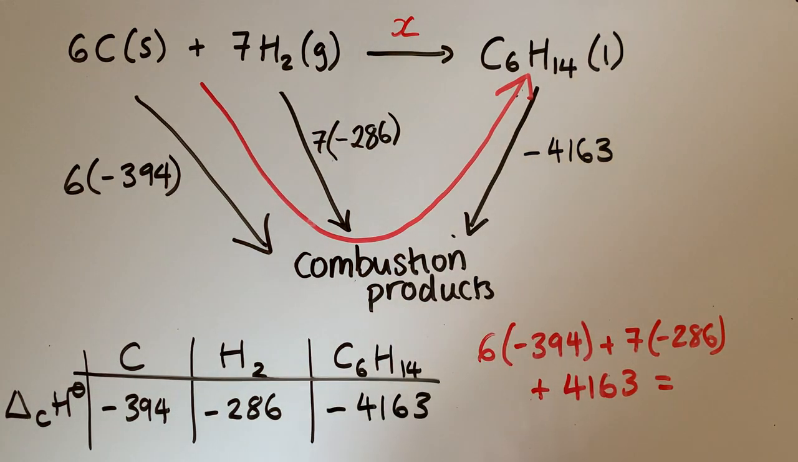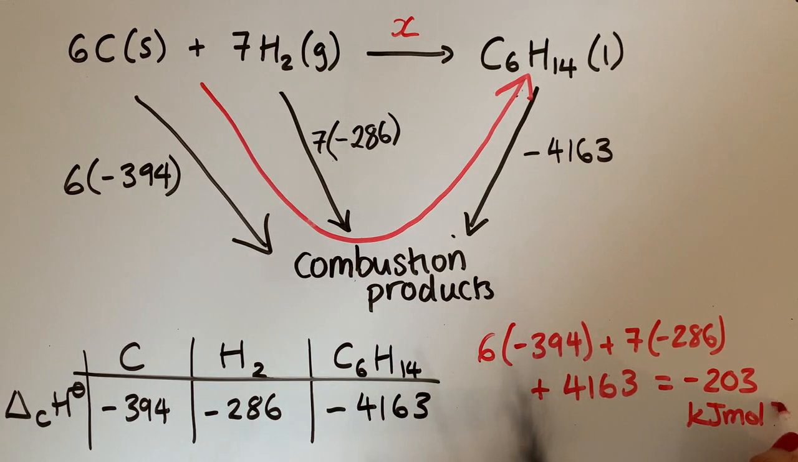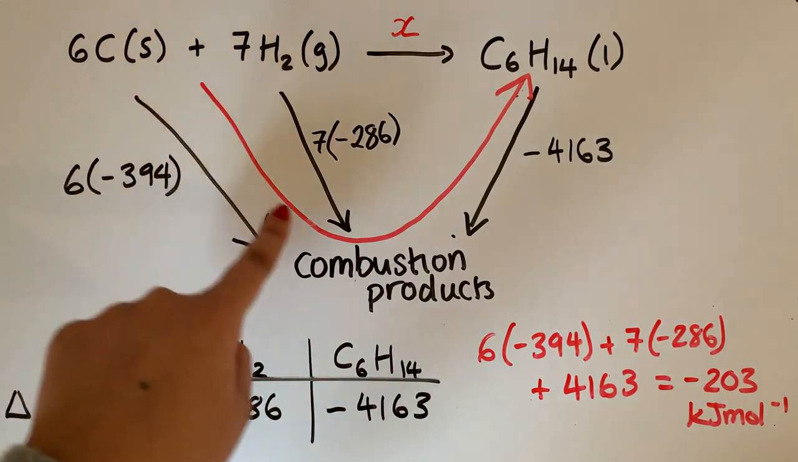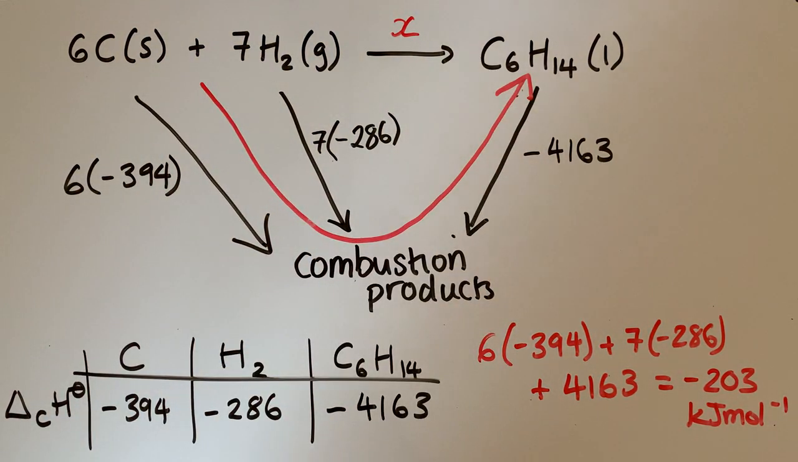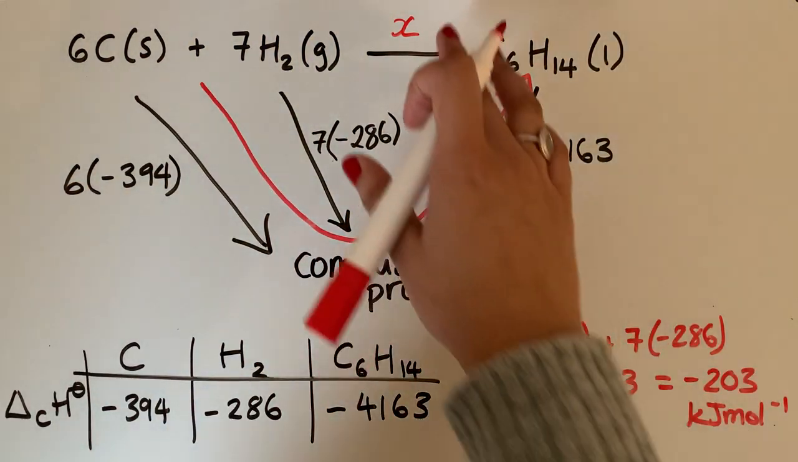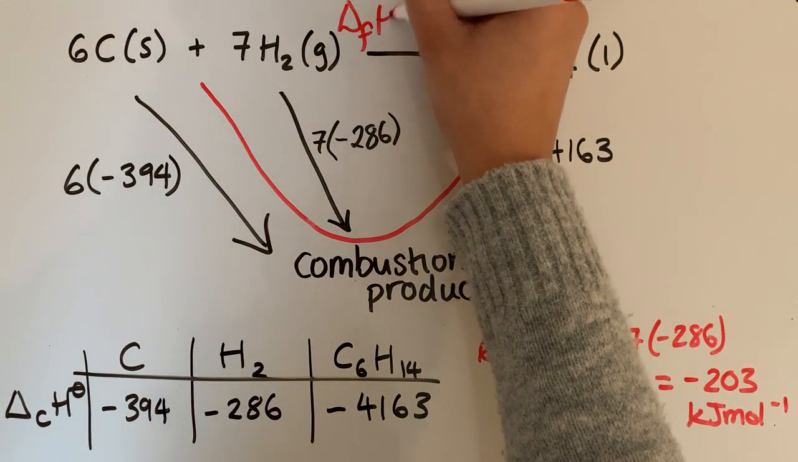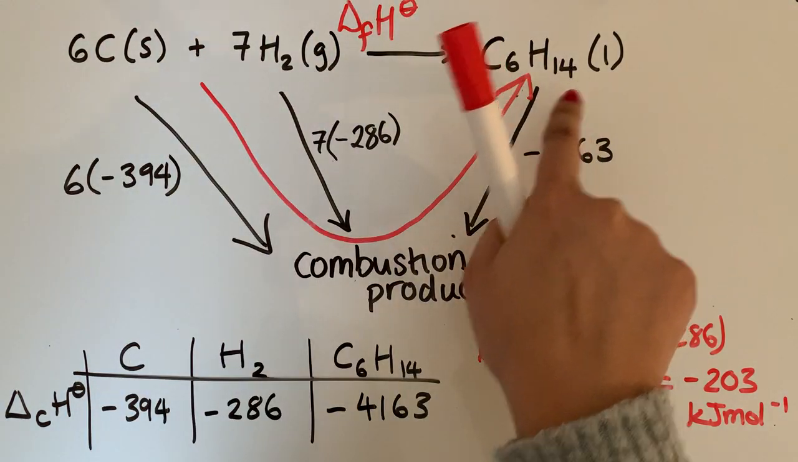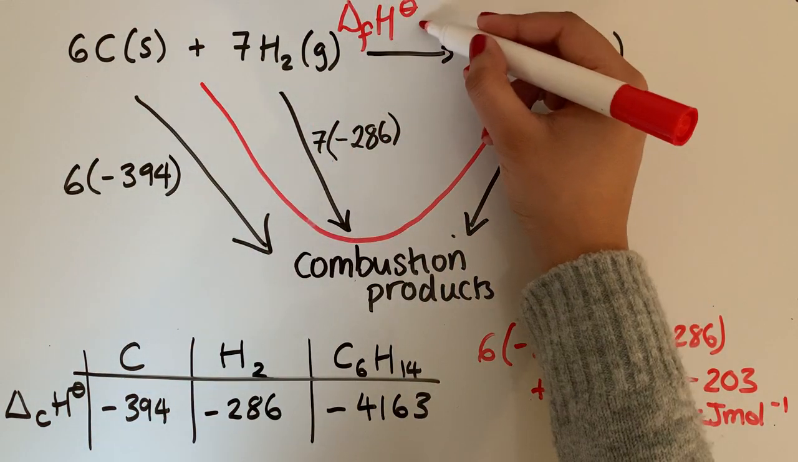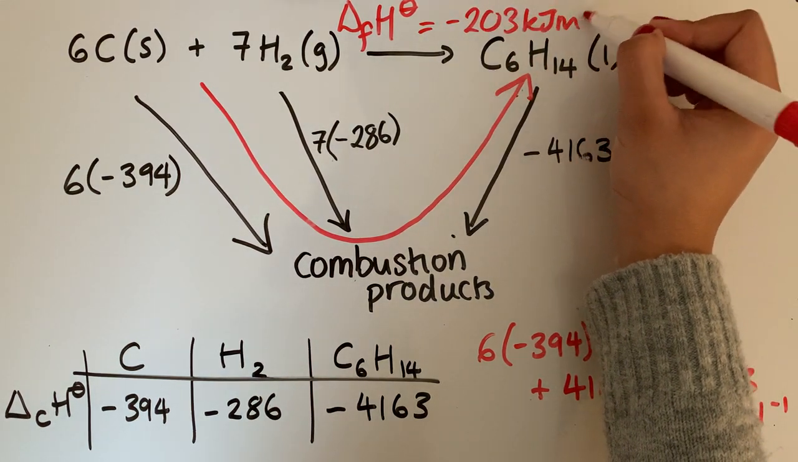If I now plug this in exactly how it is into my calculator, I get a value of minus 203 kilojoules per mole. So this route here is worth minus 203 kilojoules per mole, and based on Hess's law, this route from here to here also equals minus 203 kilojoules per mole. So the enthalpy change of formation, which was this reaction over here, the formation of hexane, equals minus 203 kilojoules per mole.